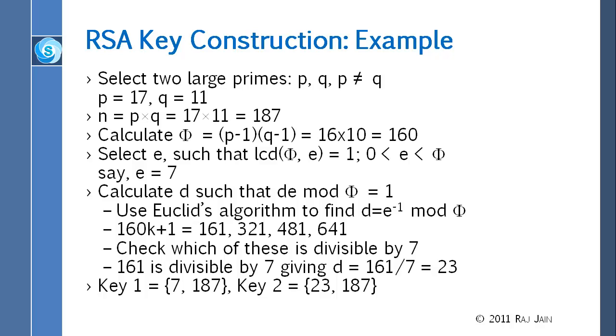So now you have 2 keys: 7 and 187 is the first key, and 23 and 187 is the second key. Right? So all the RSA keys have two parts. The first part is used for exponentiation, and the second part is used for mod. So whenever you have a message you want to encrypt, all you do is raise it to the power 7 and then mod 187. When you want to decrypt something, you raise it to the power 23 and do mod 187.